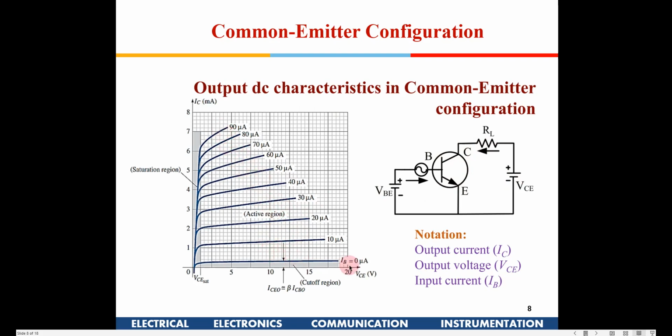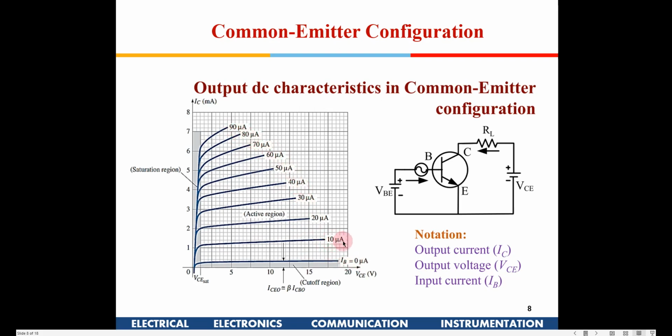Okay, but if these are the plots for various VCEs, see, the first one is almost horizontal. These are all almost horizontal lines. That means they are not changing. This is only changing with respect to the base current. So this is for IB equal to 0.